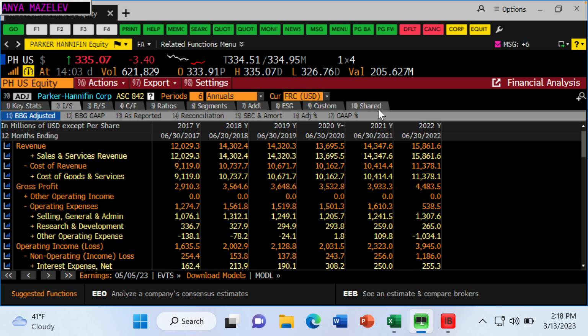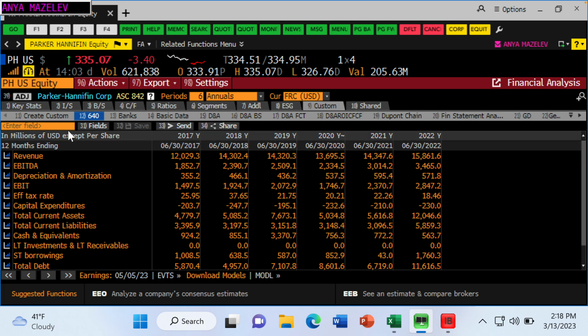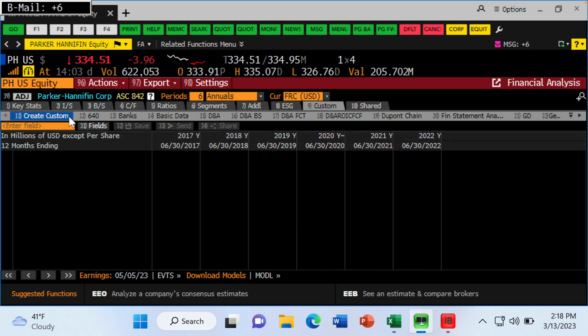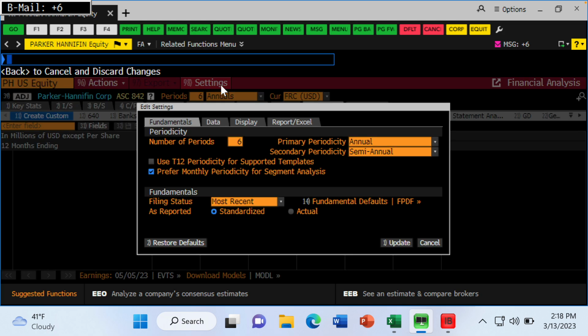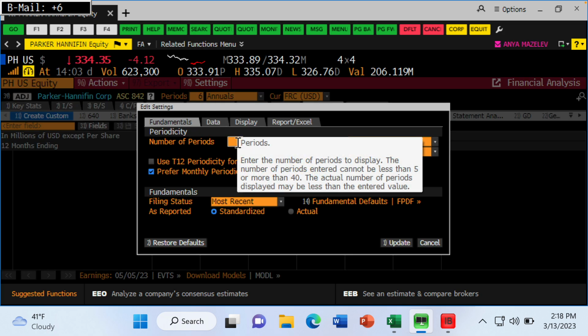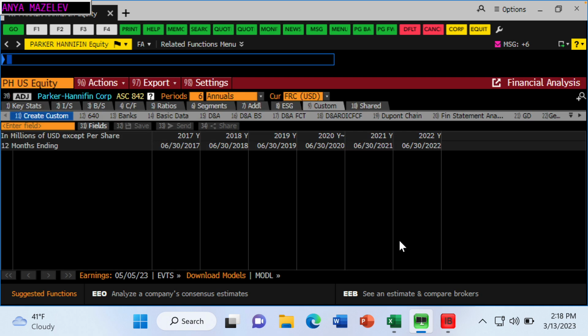We go over here to the Custom tab. In the Custom tab, we create a custom exportable file. Our model expects 6 years worth of data. By default, the terminal exports 10 years worth of data. So what you're going to have to do is go to Settings and change this from number of periods 10 to number of periods 6. And then hit Update. So I have 6 years of historical data.